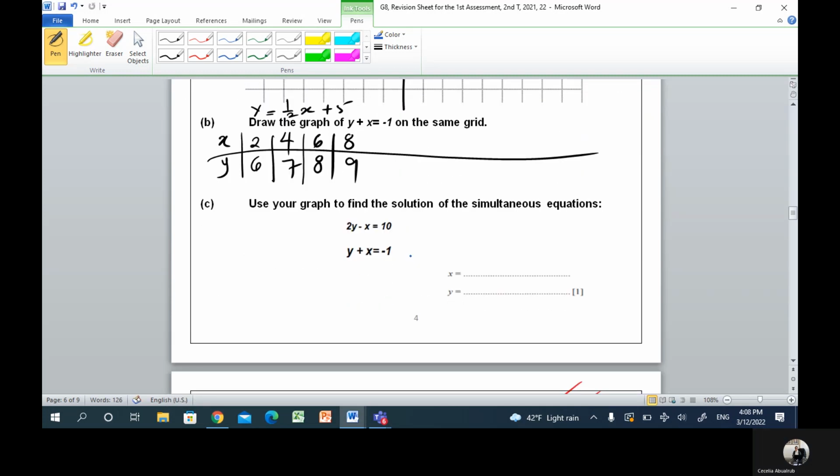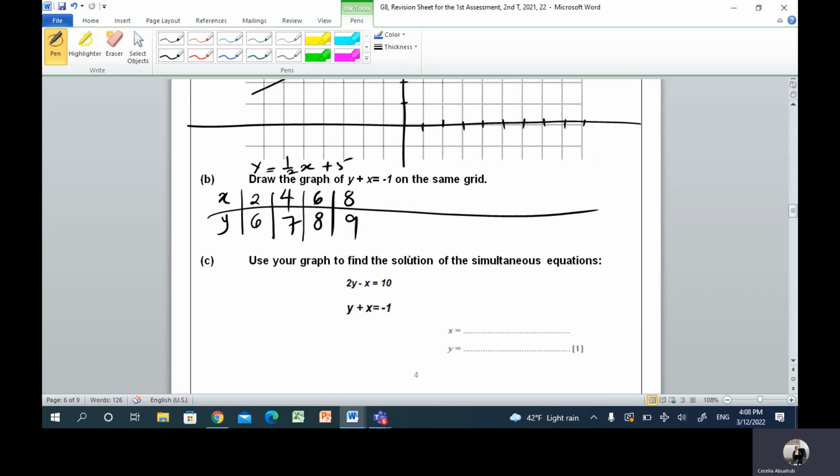All right. They want you to draw the line of y plus x is equal to -1. y plus x is equal to -1. So how do you do that? Let me just, okay. This belongs to this equation.